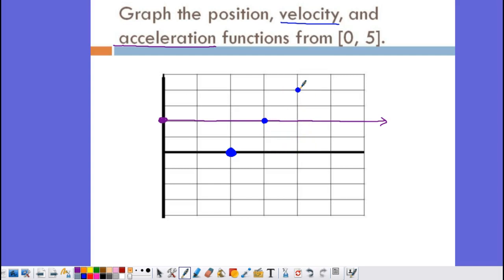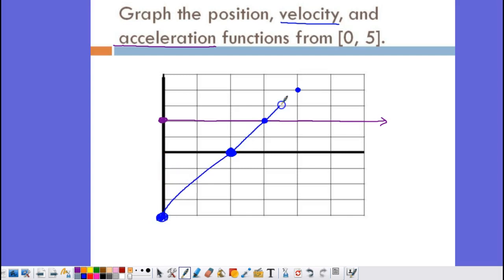I can at least kind of see a slope from this. We're going up 2 over 1. Does that make sense? Because our equation is 2t minus 4. So that means the y-intercept over here is -4.